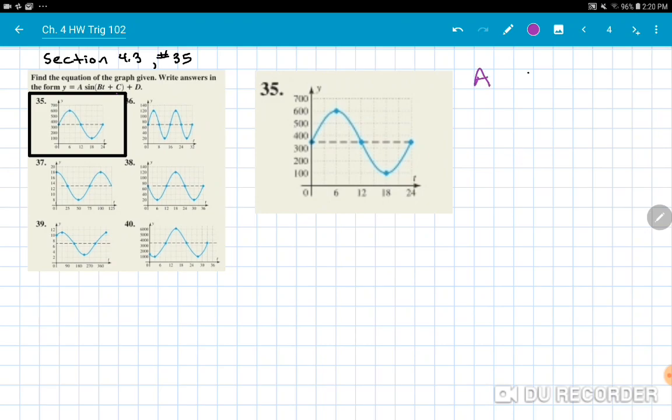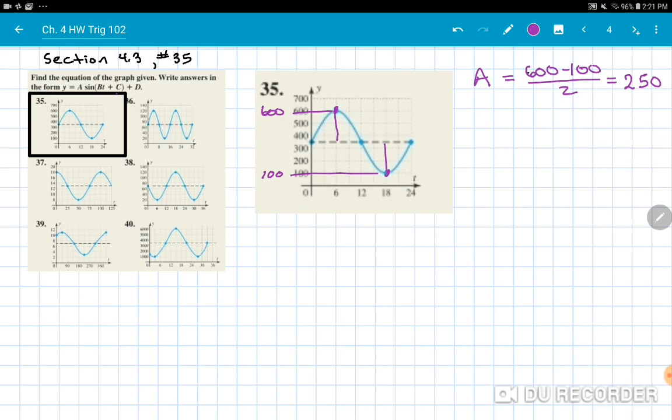A, there's two ways to think of A. You can think of it as the height, that distance from the center to the max or to the min, that little distance right there. Or you can think of it as the midway point between the max and the min. So our maximum here is 600. The minimum is 100. And the midway point between that would be 600 minus 100 divided by 2, which gives me 500 divided by 2, or 250.